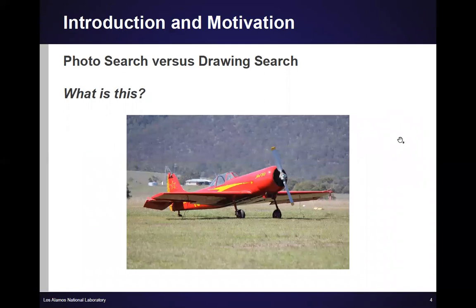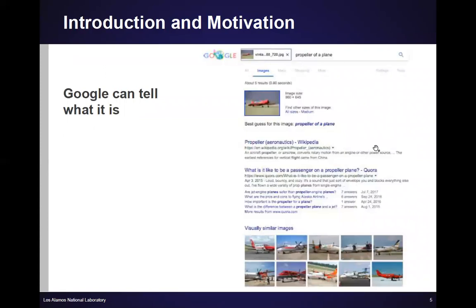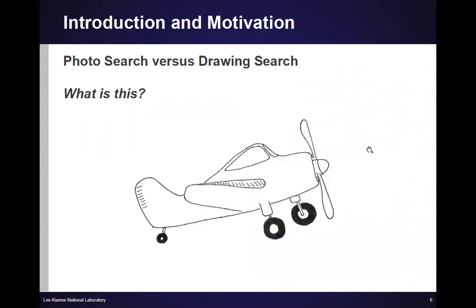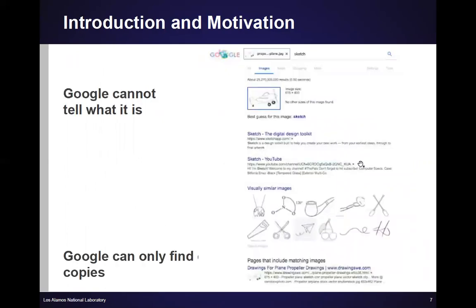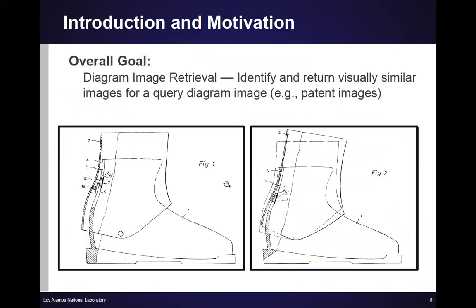The major motivator behind the project I work on is photo search versus drawing search. What is this? If you ask Google, it can tell you what it is. Now, what is this? Google cannot tell, because Google can only find some exact copies.